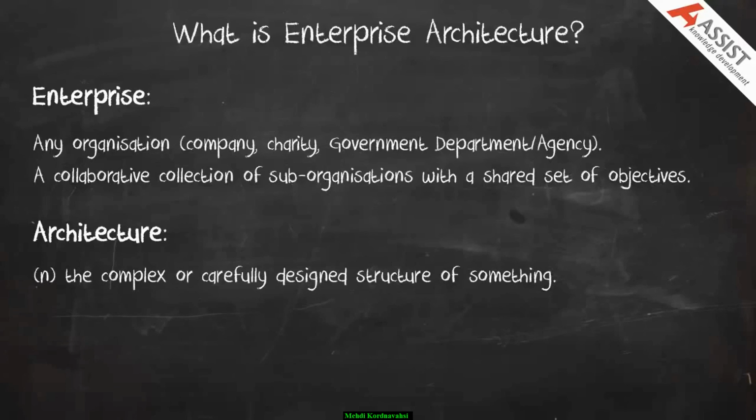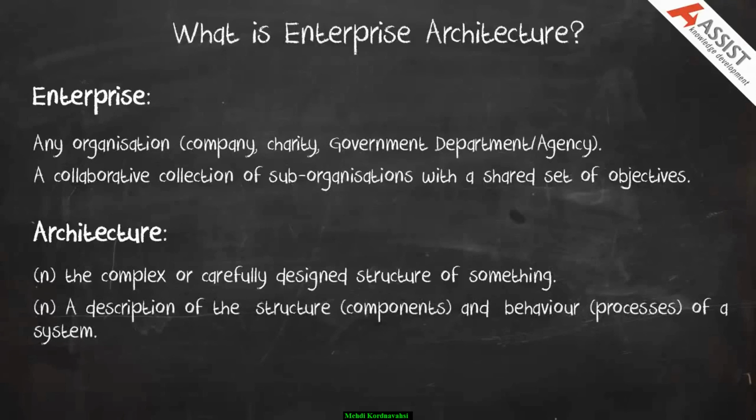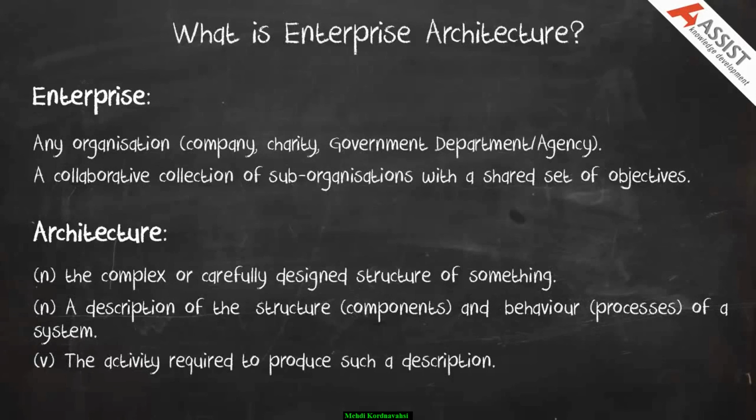On the whole, however, we're trying to think about systems of various different sorts. Think of a whole enterprise as a system. So an architecture for us will be a description of the structure, i.e. its components, and its behaviour, what processes and functions it has as a system. But we also tend to talk about architecture as a verb, doing architecture, which is any sort of activity required to produce such a description of an architecture.